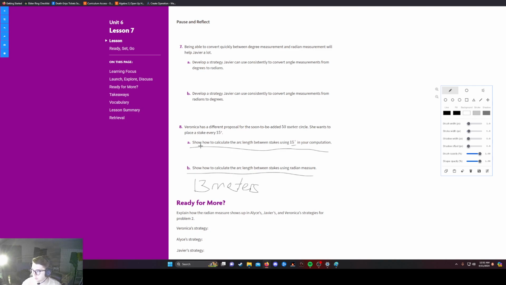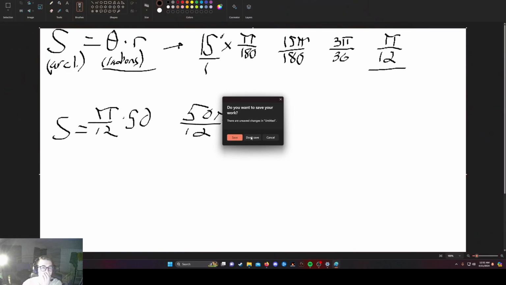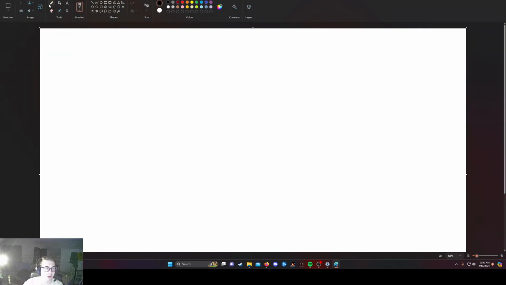So, circling back to the question that I kind of messed up: calculate the arc length using 15 degrees in the computation. So do not transform, translate, what word am I trying to think of? You guys get it. Leave it in degrees. Don't move it to radians. So let's go back here and clear this out. We are looking at this with 15 degrees.